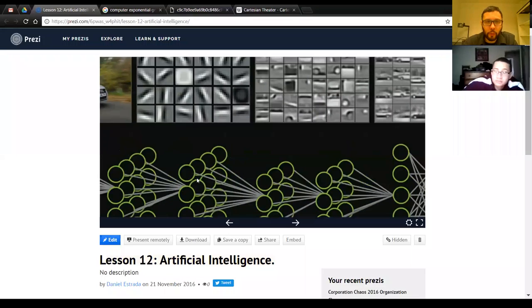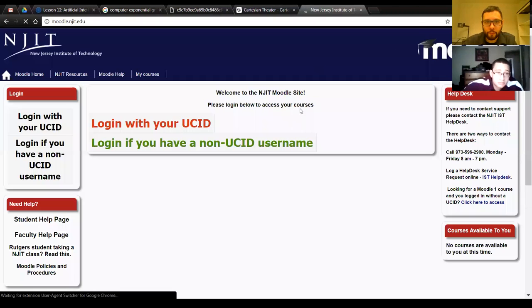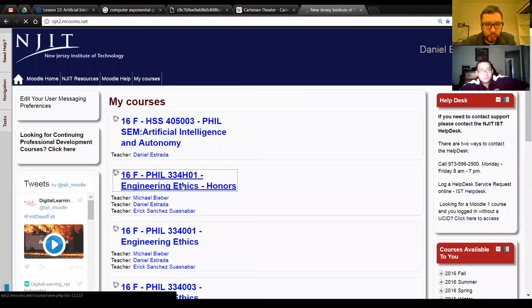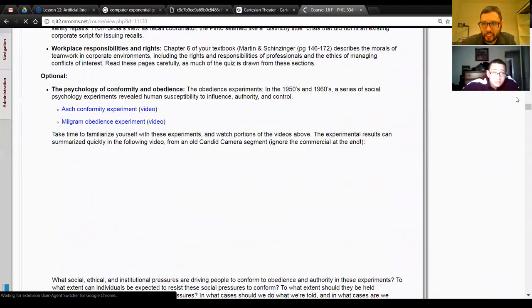So I want to show you an actual instance of this. What a real neural network looks like. I want to show you an actual thinking machine. And then I'll stop it right there.